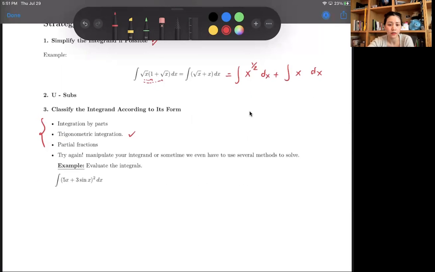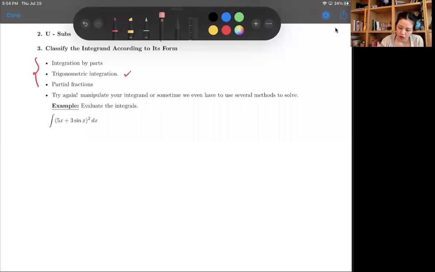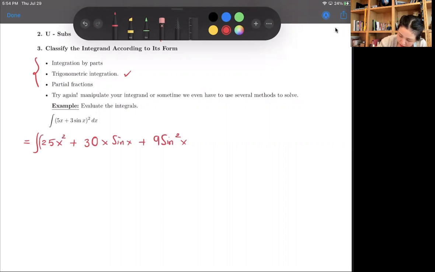So for the example, I have the integral of 5x plus 3 sin x, all of that squared. So the first thing I'm going to do is I'm going to expand this. So it's equal to, if I expand this, you can FOIL it, or you can use Pascal's triangle, which I'm going to do. So it's going to be 25x squared plus 2 times 5 times 3 is 30x sin x plus 9 sin squared x, and all of that dx.